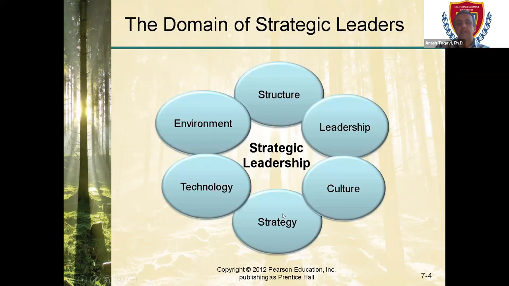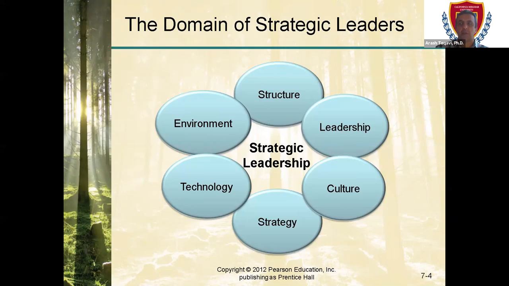We have six domains of strategic leaders. These domains are environment, structure, leadership, culture, strategy, and technology. These are the six forces or six domains of strategic leaders, which work together, combine together, mix together, to shape strategic leadership, seeing the future of the organization and planning.